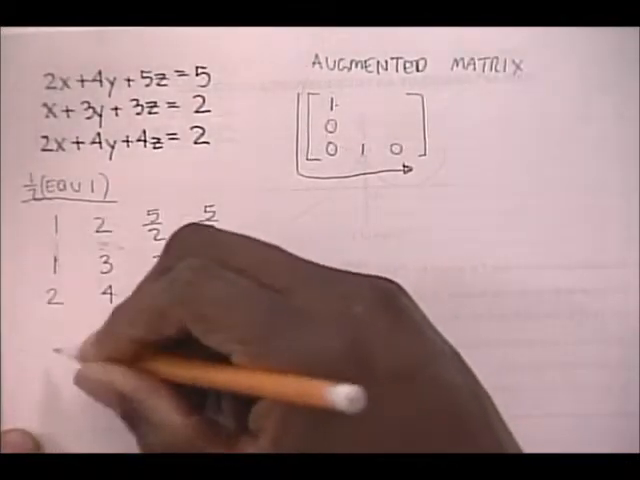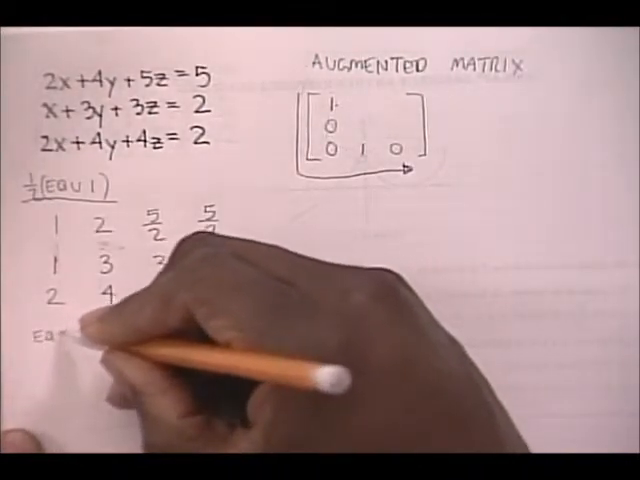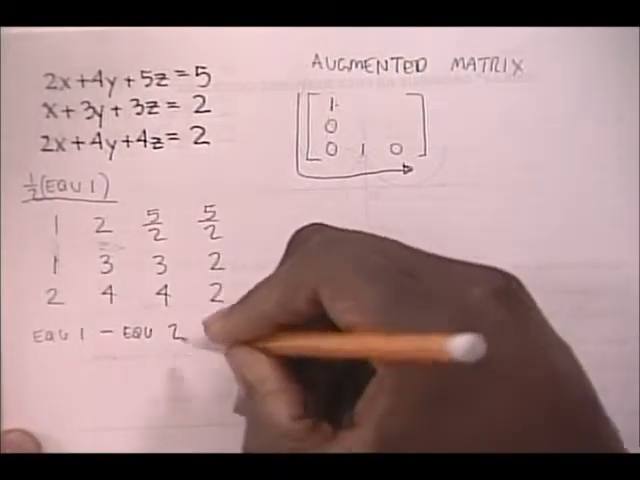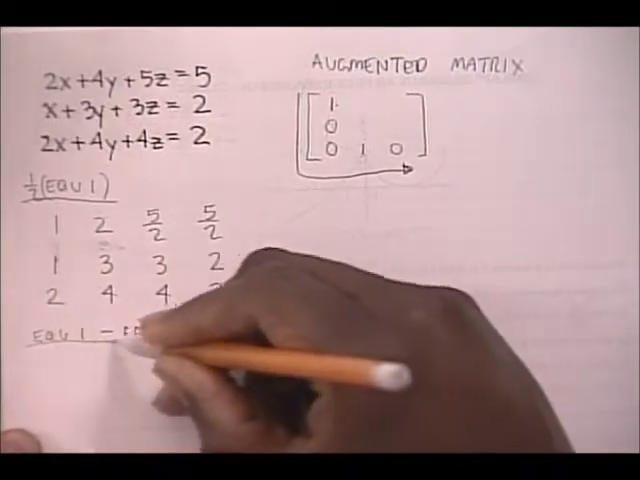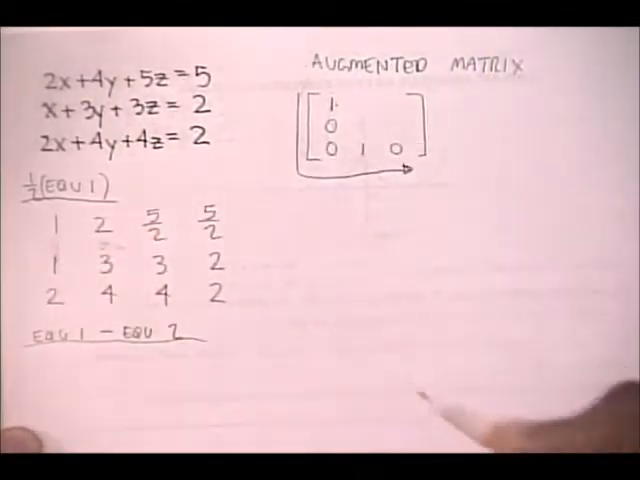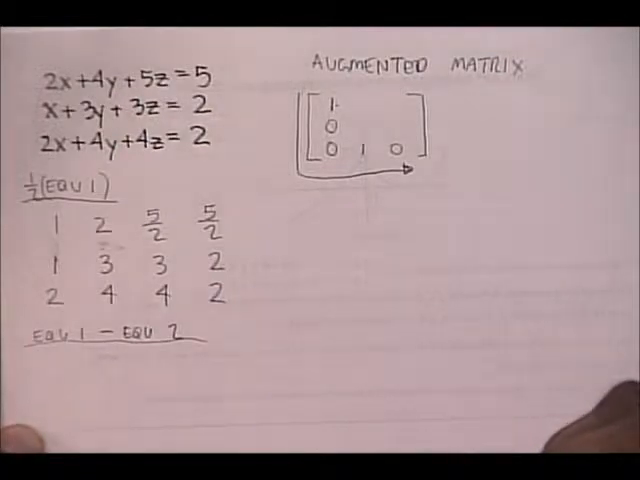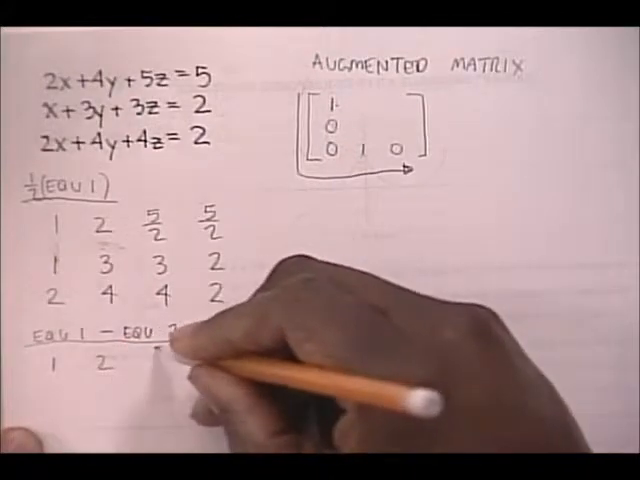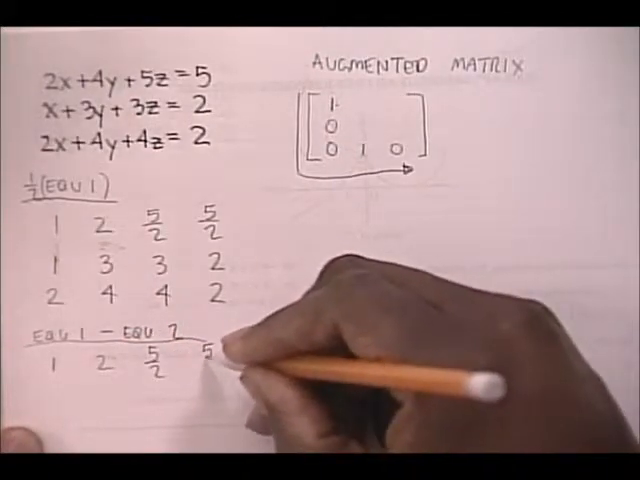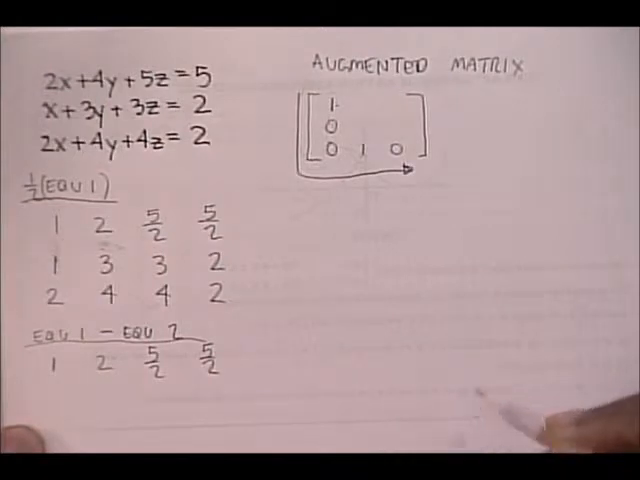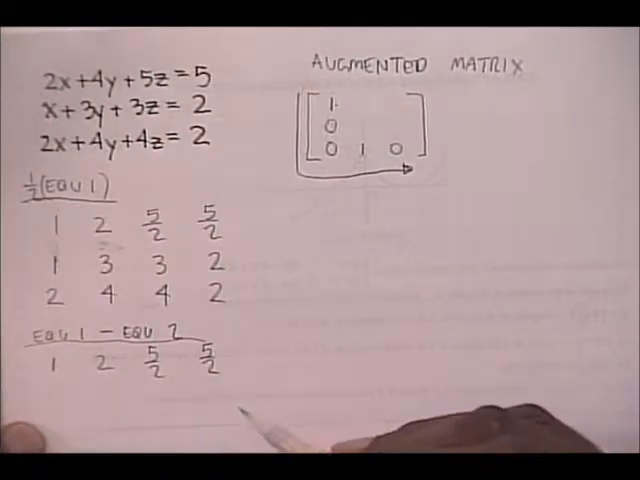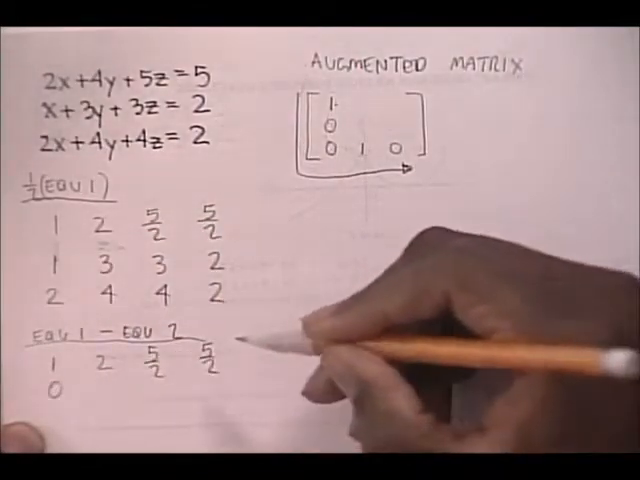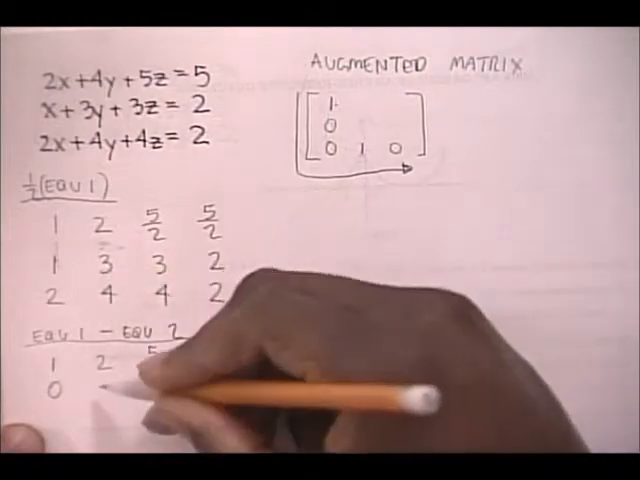We're going to take equation 1, subtract equation 2, and that'll give us 0 because 1 minus 1 is 0, and that's going to represent our new second row. So let's rewrite our first row: 1, 2, 5 halves, 5 halves. We take equation 1, subtract equation 2, and we get 1 minus 1 is 0. We get 2 minus 3, which is a negative 1.